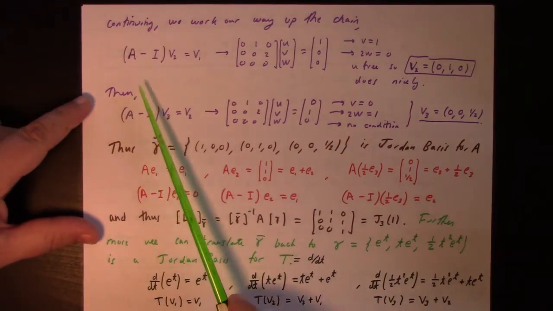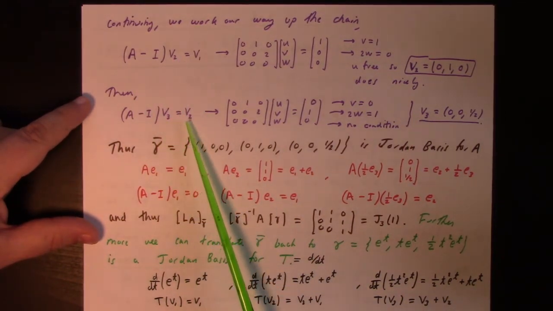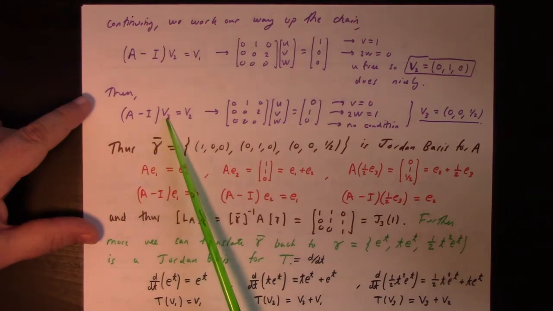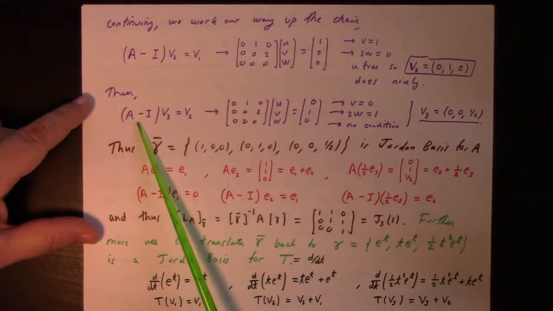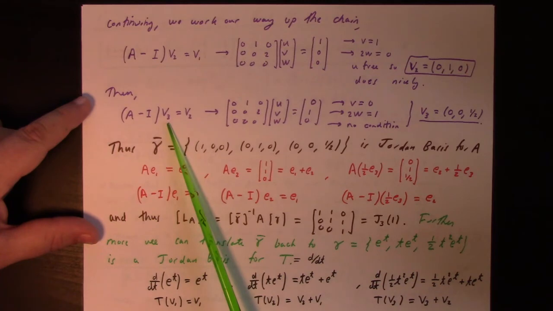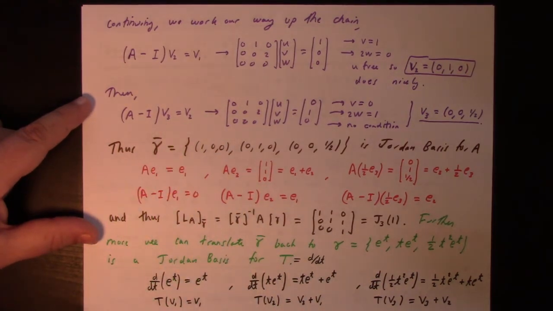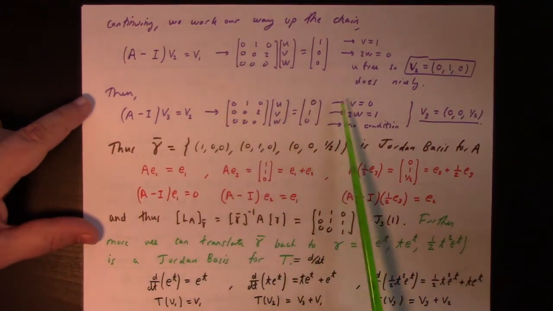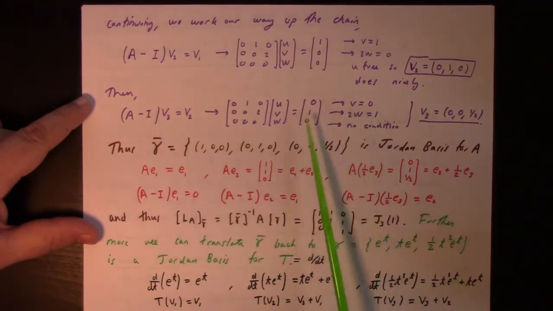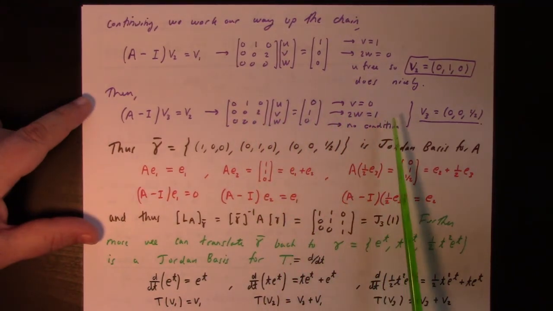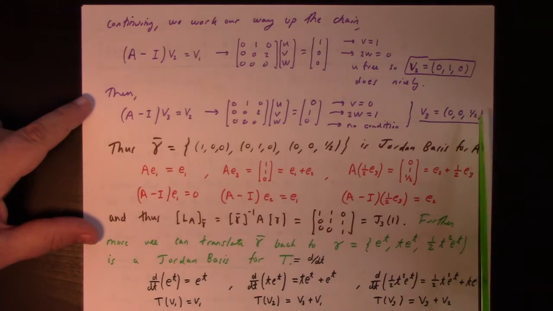Okay, then I'm going to keep working my way up the chain. I look for (A minus I) v3 equal to v2. If I can solve this, this will make v3 a generalized eigenvector with eigenvalue 1 and order 3. Okay, so again, same matrix, but now equal to v2, which is 0, 1, 0. And so that tells me v is 0, that tells me 2w is 1, no condition from the third. So I'm forced to put 0, 0, 1 half.